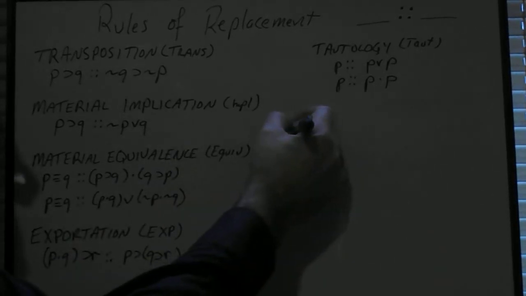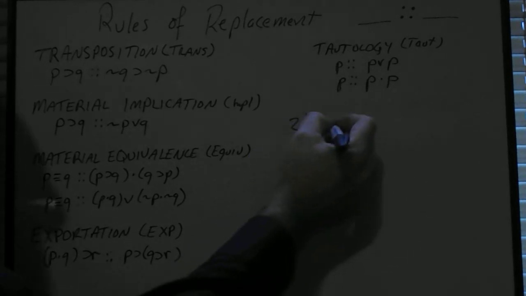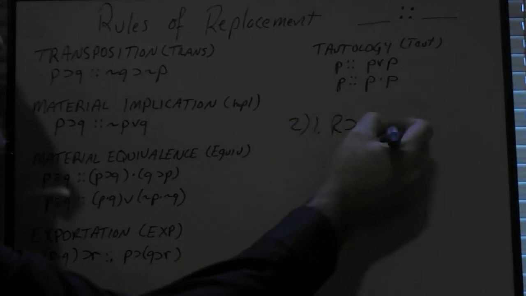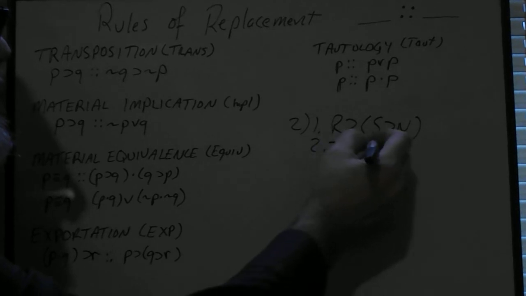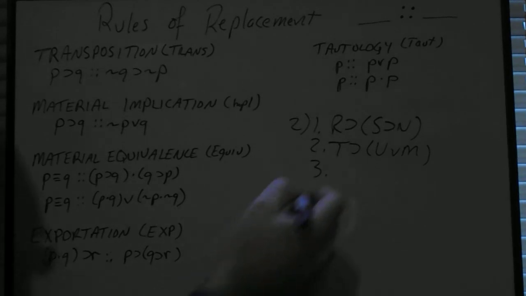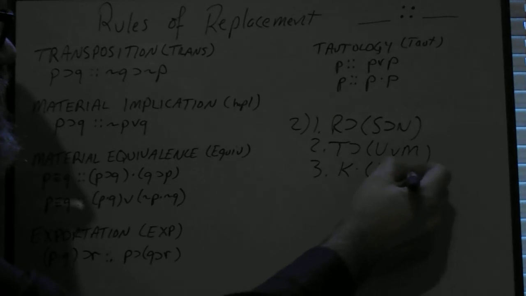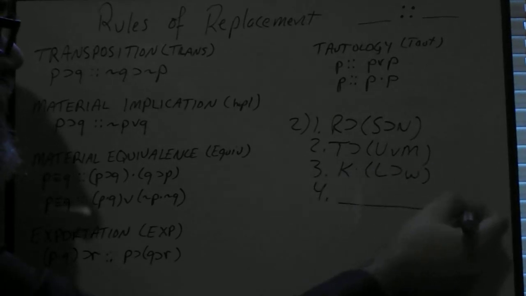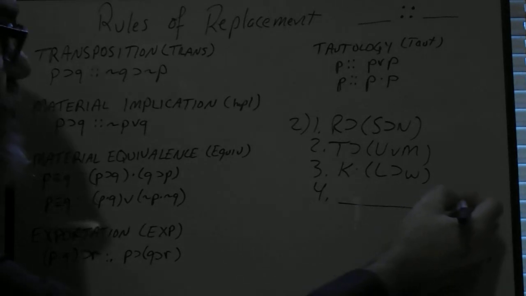Let's look at another one. Number 2, we have R then S then N. Line 2, T then U or M. Line 3 is K and L then W. And line 4, they want us to figure out, they want exportation.